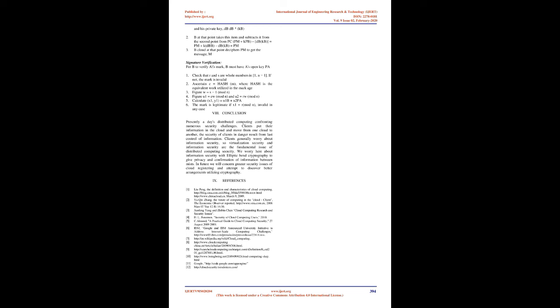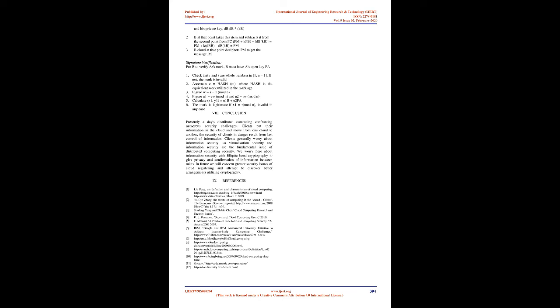Signature verification. To verify A's signature, B must have A's public key PA. 1. Check that r and s are whole numbers in 1 to n-1. If not, the signature is invalid. 2. Calculate e equals hash(M), where hash is the same function used in the signature generation. 3. Compute w equals s^-1 mod n. 4. Compute u1 equals e w mod n, and u2 equals r w mod n. 5. Calculate (x1, y1) equals u1 B plus u2 PA. 6. The signature is valid if x1 equals r mod n, invalid otherwise.